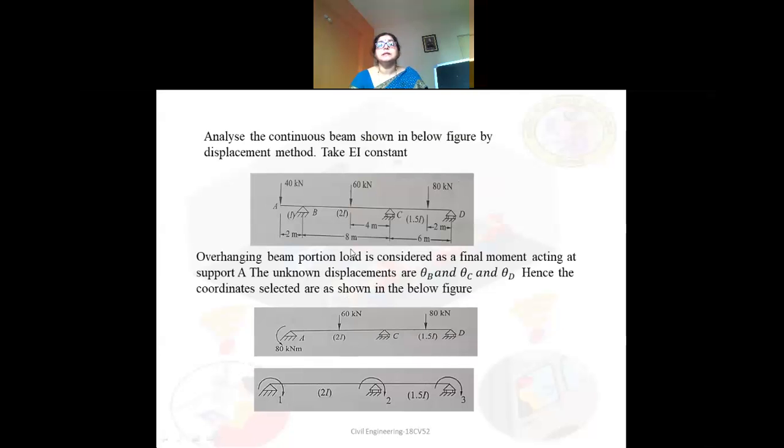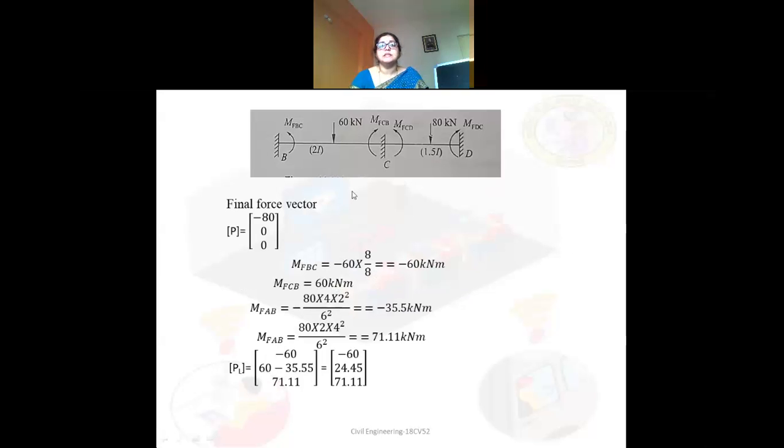Next, I have to calculate the fixed end moment due to this point load. How much is the point load? It is 60 kilonewton. So MFBC is equal to minus WL by 8. The minus sign indicates that it is in the anti-clockwise direction. So it is minus 60 kilonewton meter. Next, MFCB is plus WL by 8, so it is plus 60 kilonewton meter.